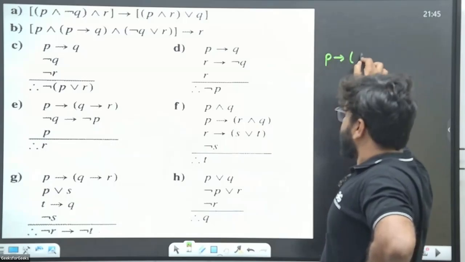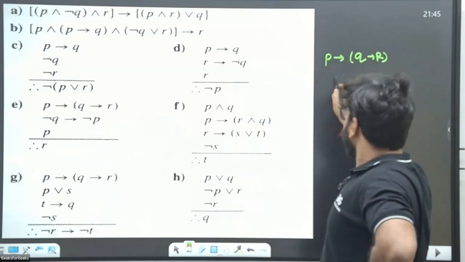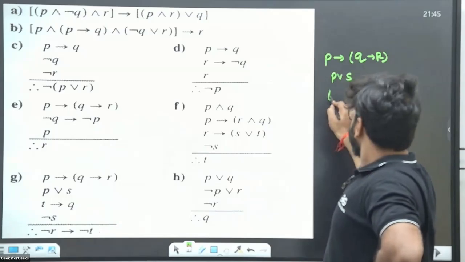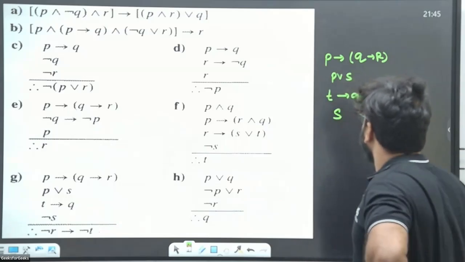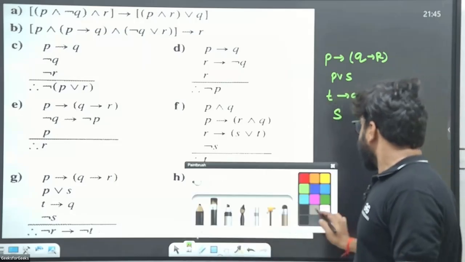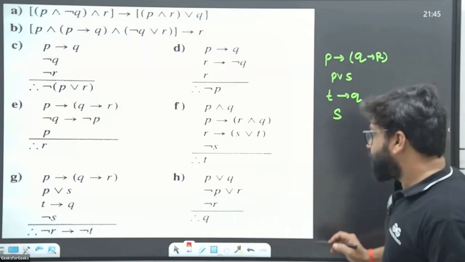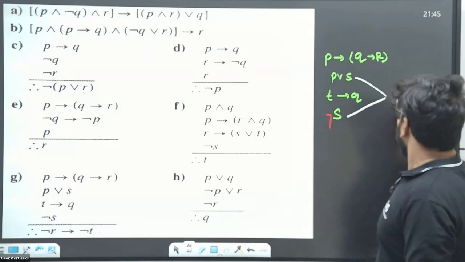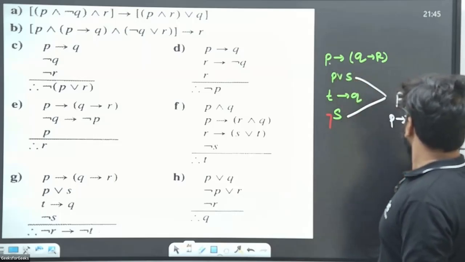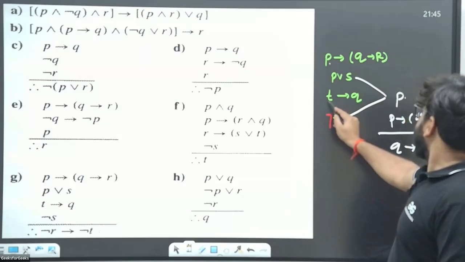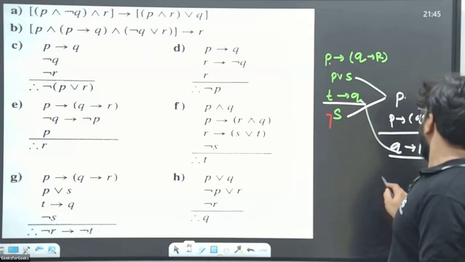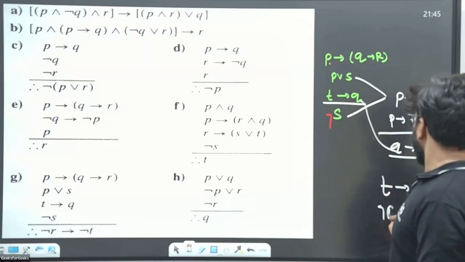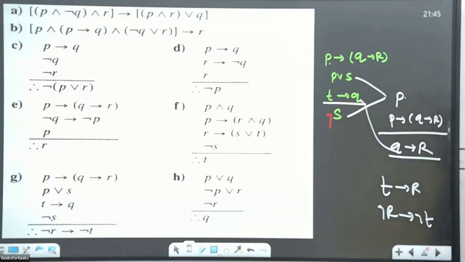This one is P implies Q, that also implies R. This is P or S. This is T implies Q, and here you will have S, right? Now what will happen? If you combine these two, you will get P. Now take the first one, P implies Q implies R. What you will get is Q implies R. So P implies Q, Q implies R. If you combine this, you will get T implies R. Take the contrapositive: negation of R implies negation of T.